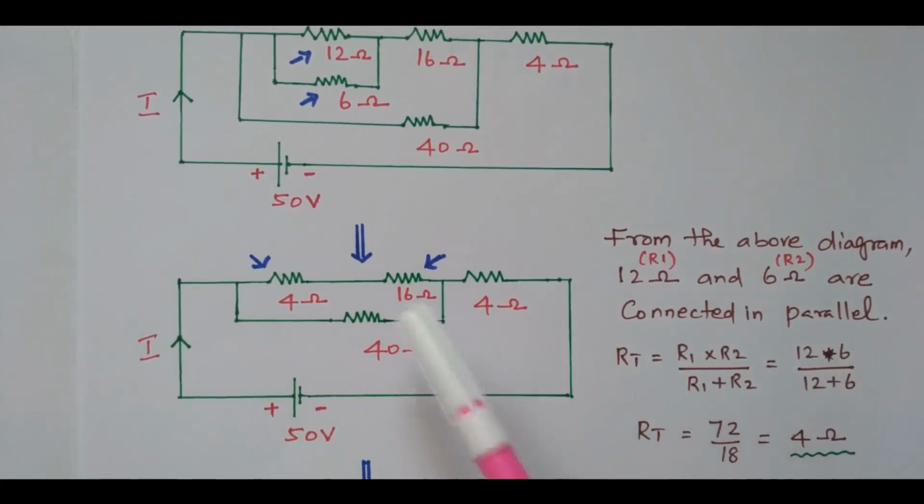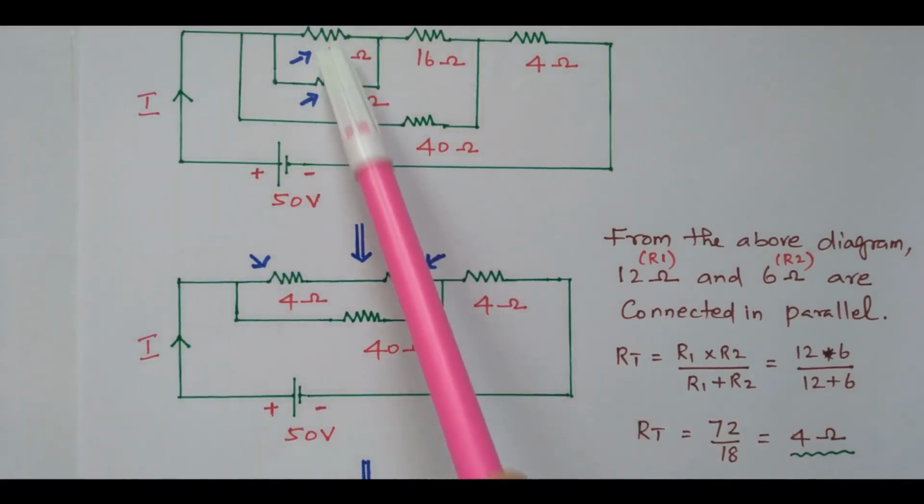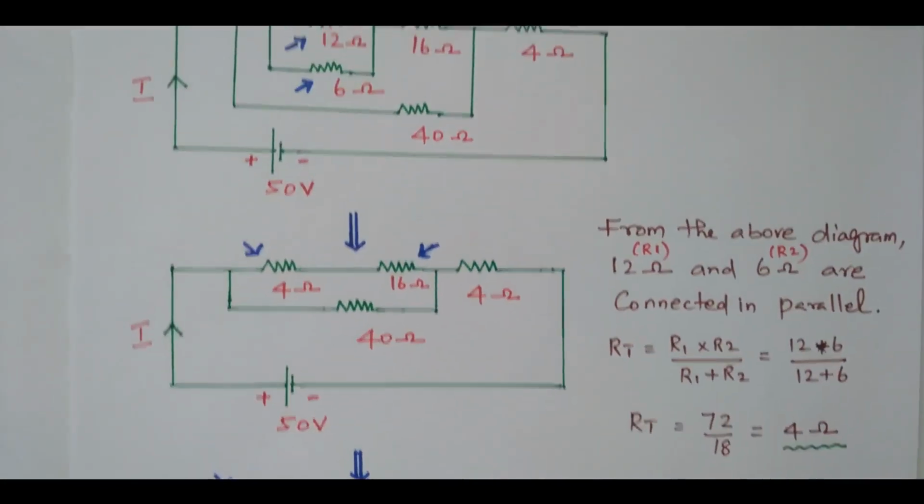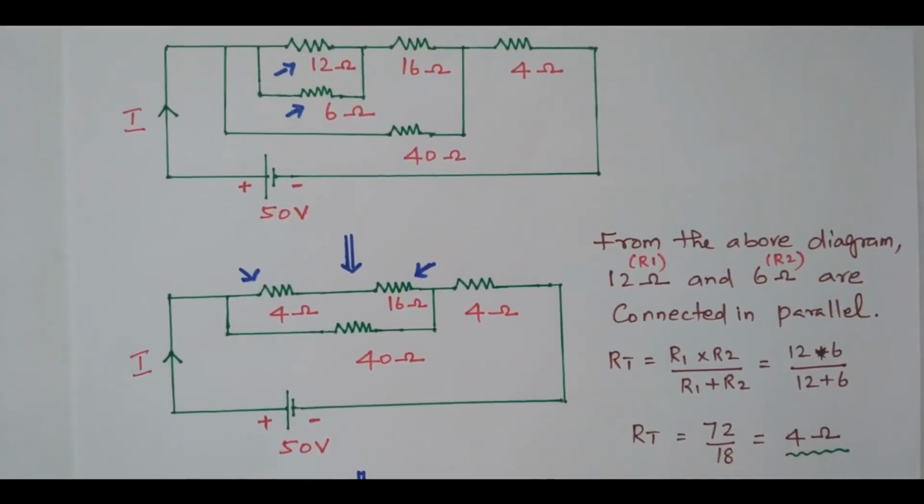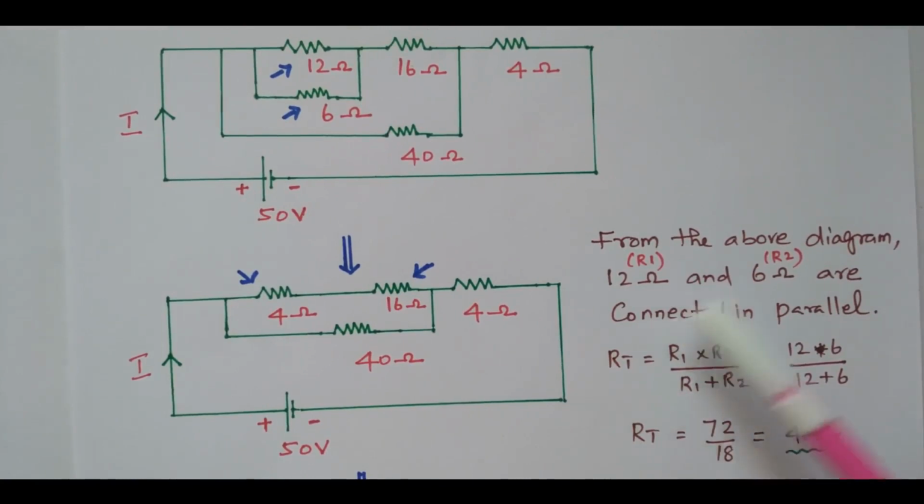See this. This 12 ohm and 6 ohm are connected in parallel. We'll take this as R1 and this as R2. What is the total resistance in case of 2 resistors connected in parallel? R1 into R2 divided by R1 plus R2. So that is equal to 12 into 6 divided by 12 plus 6. That is 72 divided by 18. It is 4 ohm. So for these two resistors connected in parallel, the total resistance is 4 ohm.